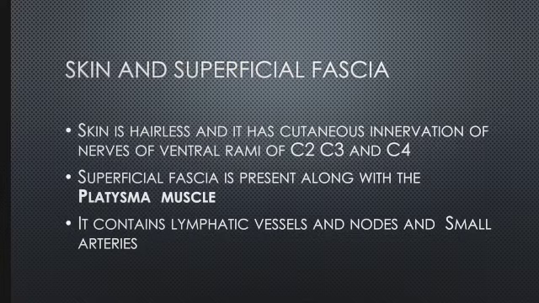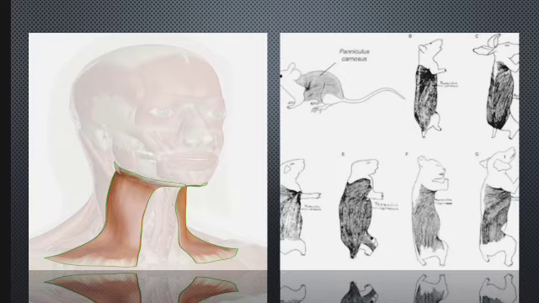The superficial fascia contains lymphatic vessels, nodes and small arteries. And this is the platysma muscle. This is the remnant that is present in our human body, okay.